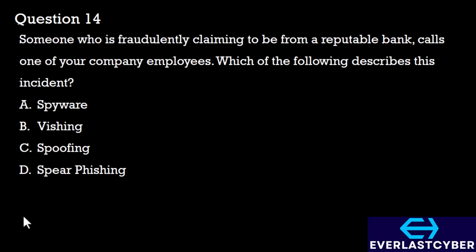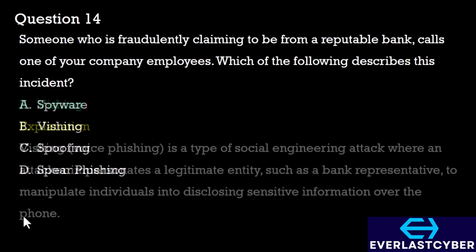Question 14. Someone who is fraudulently claiming to be from a reputable bank calls one of your company employees. Which of the following best describes this incident? A. Spyware. B. Phishing. C. Spoofing. D. Spear phishing. For this, we'll be going with option B.